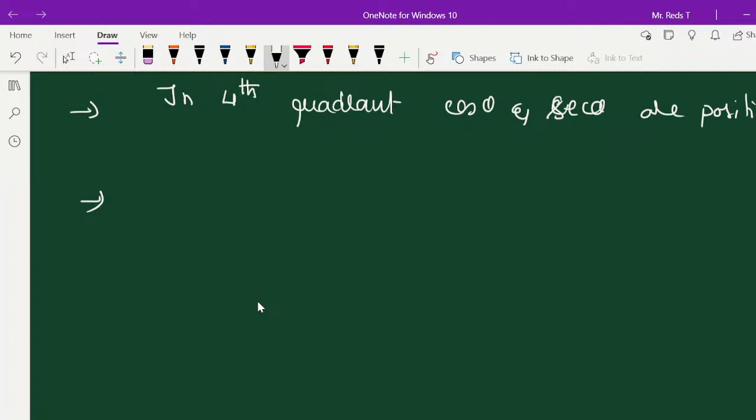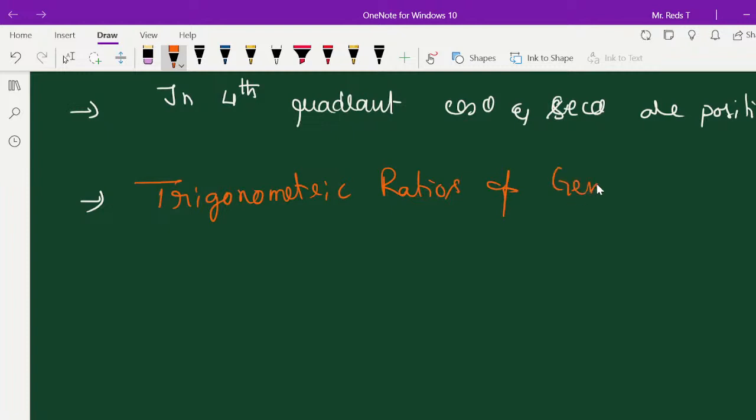So write down as a subheading for this purpose: trigonometric ratios of general angles.